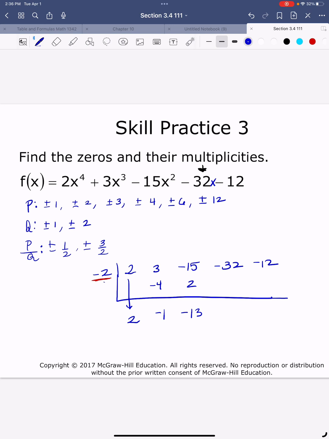-2 times -13 is going to give me a positive 26. -32 plus 26 is going to give me a -6. -6 times -2 gives me a positive 12, which allows me to get the 0 that I need. So it works, and it allows us to say that -2 is a root. So we've got -2 is a 0.